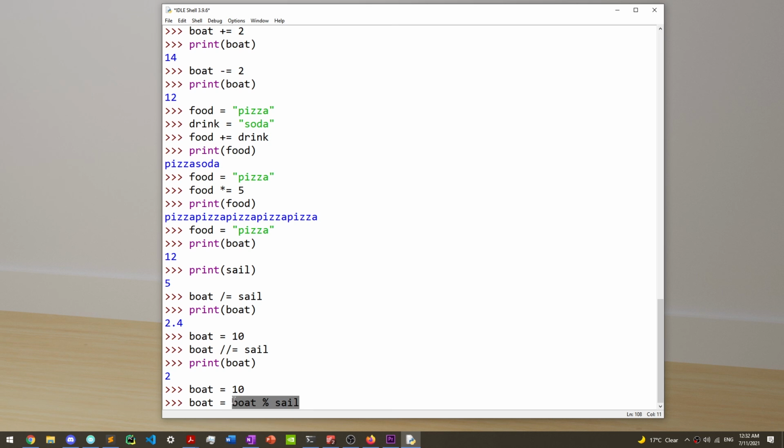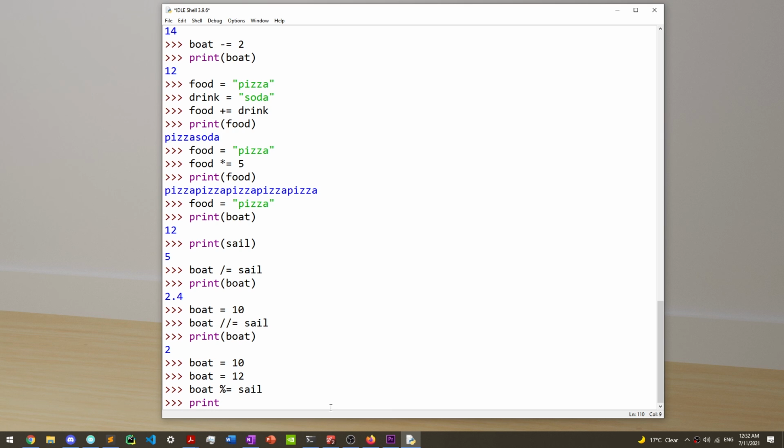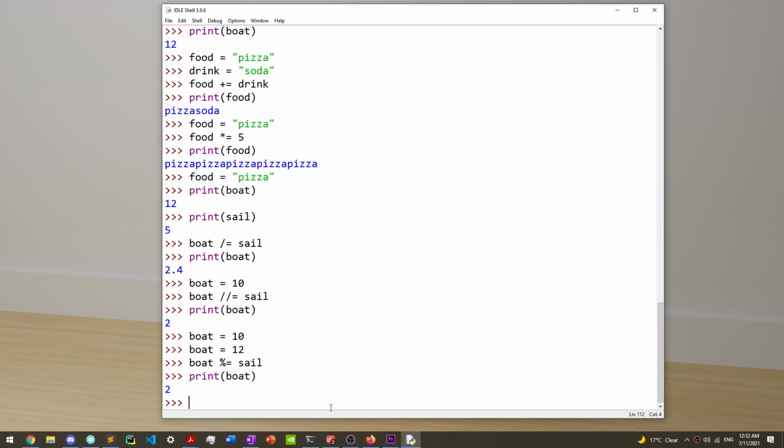So to make this a little more interesting, let's set boat equal to 12. And let's relook at what it's going to be. So it's going to be boat mod sail, so 12 mod 5. And what it's going to do is reassign that to boat. And we can do that by simply doing this. And by clicking enter, we've successfully done it. And by printing boat, we get the remainder of 12 divided by 5, which is 2. And that makes sense, because 5 goes into 12 at most 2 times, with a remainder of 2 left over.